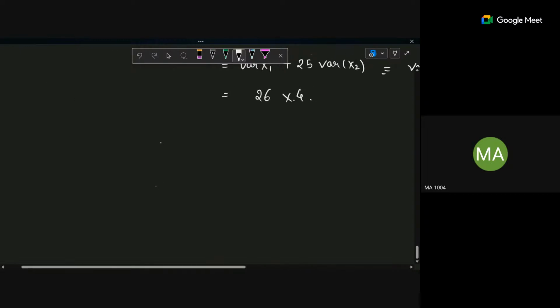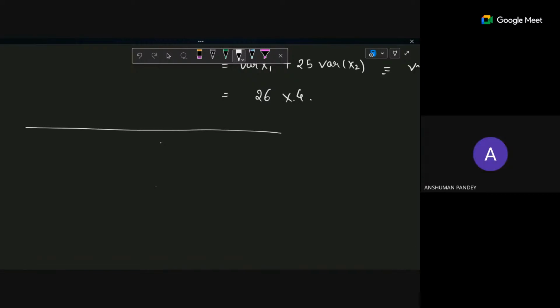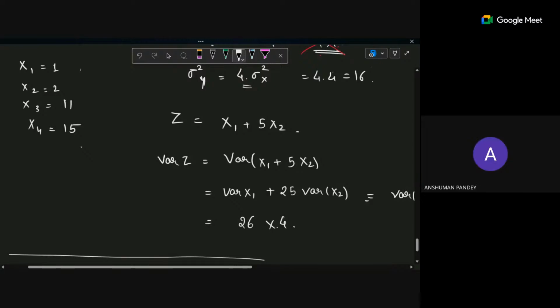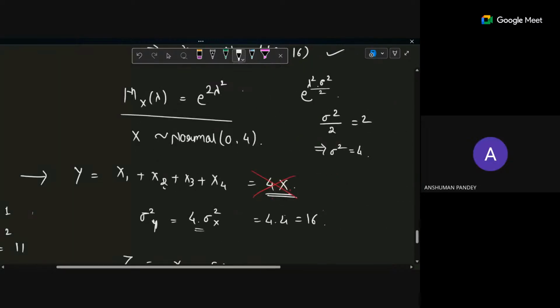Any other doubts? Yeah, I have one doubt. Can't we use CLT to approximate it as a normal distribution in general? Because it also has similar expressions like y equal to x1 plus x2 and so on. How will you apply the CLT here? I'm a little bit confused. Your question is okay, that's not a problem.